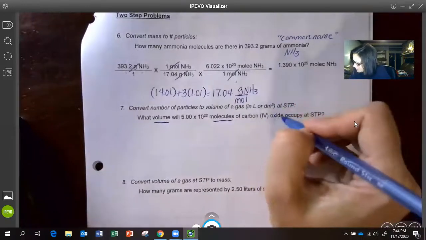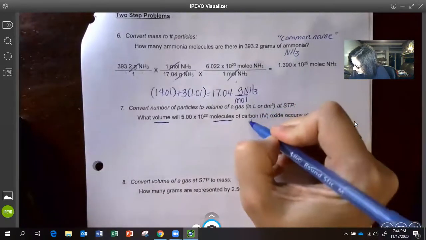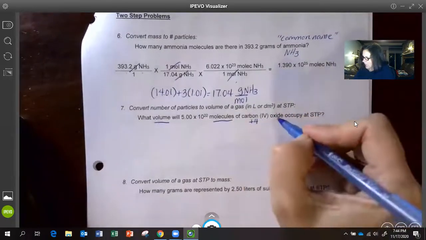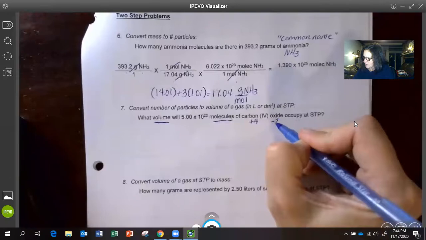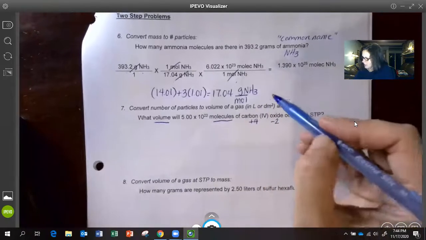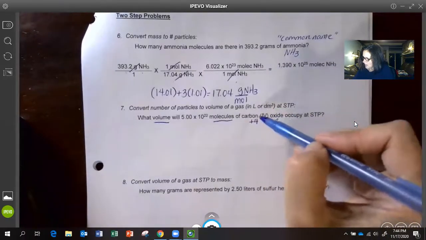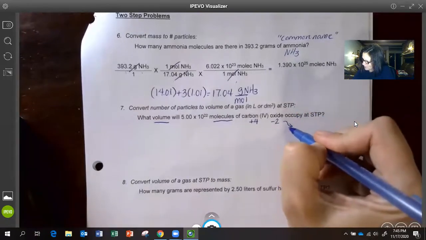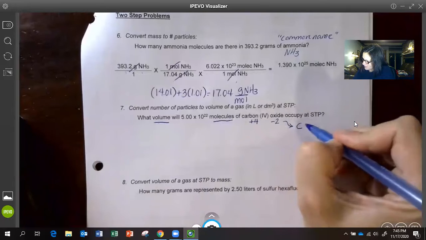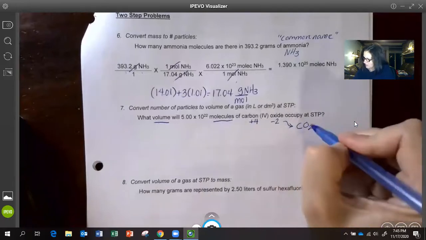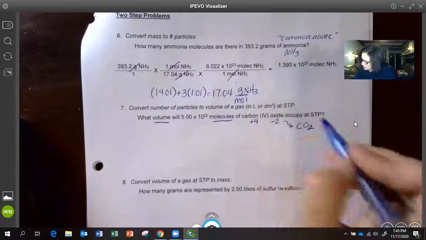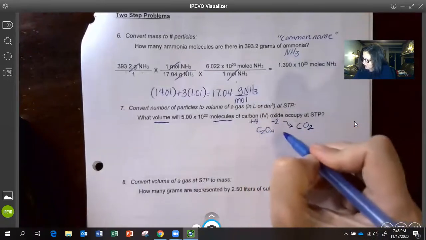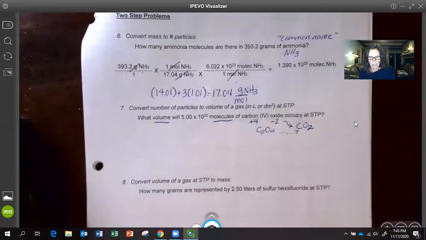Okay, carbon-4. So Roman numeral 4 tells me that carbon has an oxidation number of +4. Oxide, oxygen is always a -2. So we need 2 oxides for every 1 carbon. And so you should know that carbon-4 oxide is carbon dioxide. If you did the crisscross method here, you would get C2O4, which then gets reduced down to carbon dioxide.